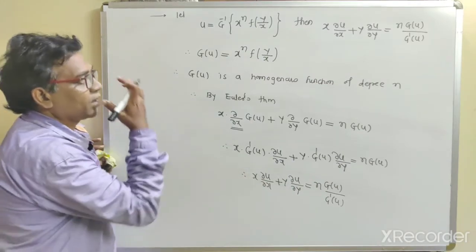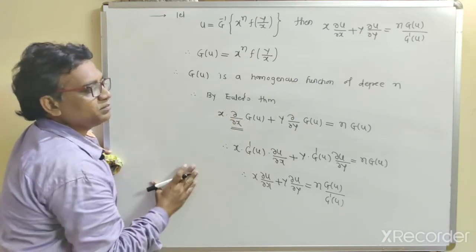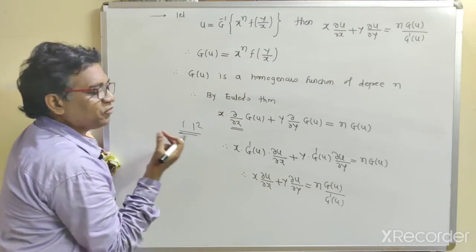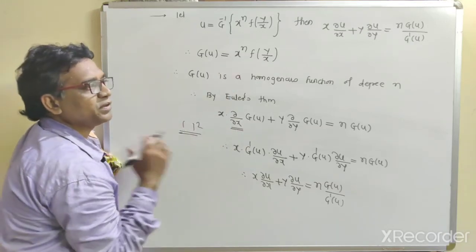So there are two consequences of Euler's theorem. The previous bracket-square type term is the first consequence, and this is the second consequence of Euler's theorem.